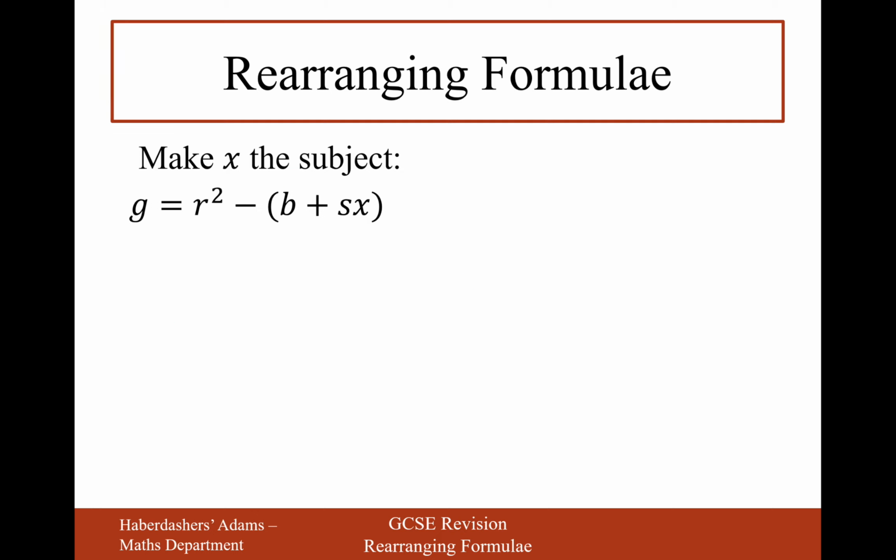Let's move on to the next question. Pause the video and give this one a go. I'm going to crack straight on. So g equals r squared, and now I'm going to take away both of the things in this bracket. So it's going to be take away b and take away sx.